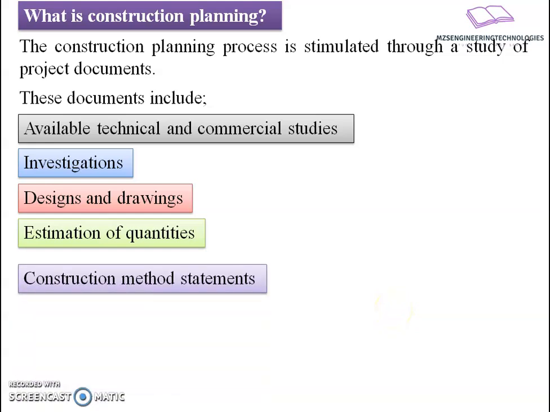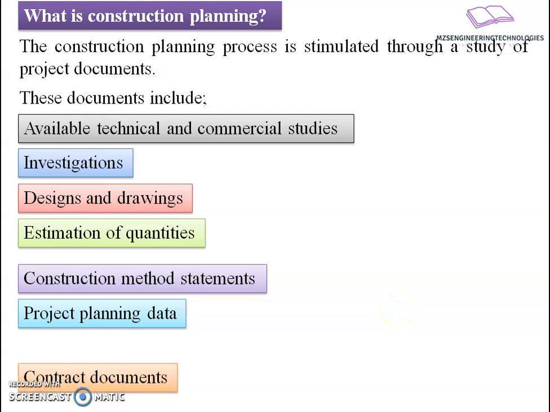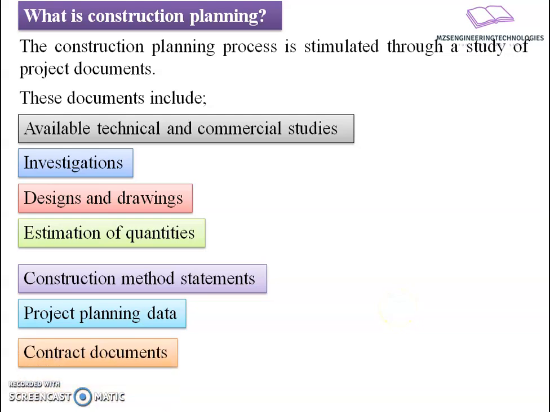Construction method statements will be there. What methodology will be adopted for the construction? What type of sequencing and material requirement will be there? Project planning data. Here the sequencing of the various processes will also be provided. Then the next one, contract document. What type of contractual agreements has been made between the execution committee, the project plan and associated stakeholders.